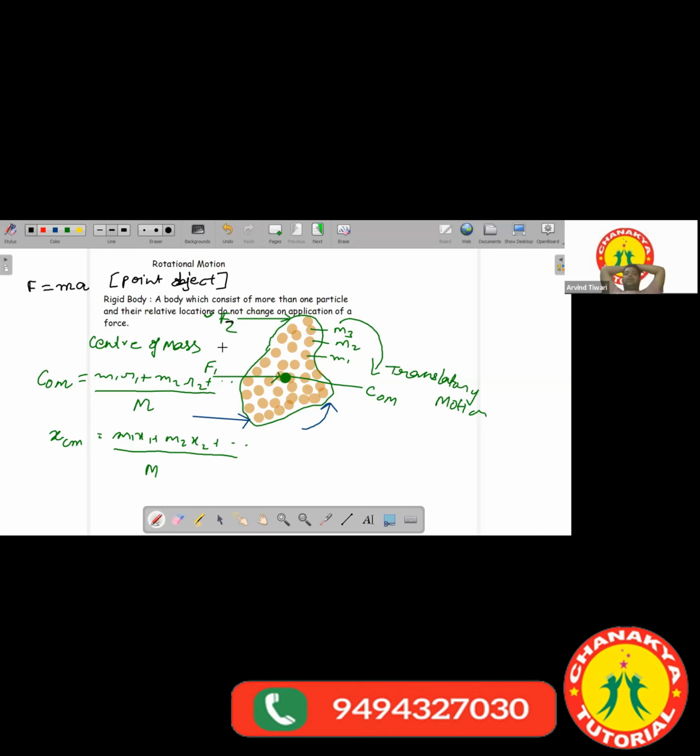No. Now it will not create a translatory motion. Rather, it will make the object rotate. It will rotate the object in the clockwise direction. Here, if I apply some force F3 over here, the force F3 will also make it rotate, but in the anti-clockwise direction. So we observe certain effects related to the body: different points of application of force will give us different rotations.